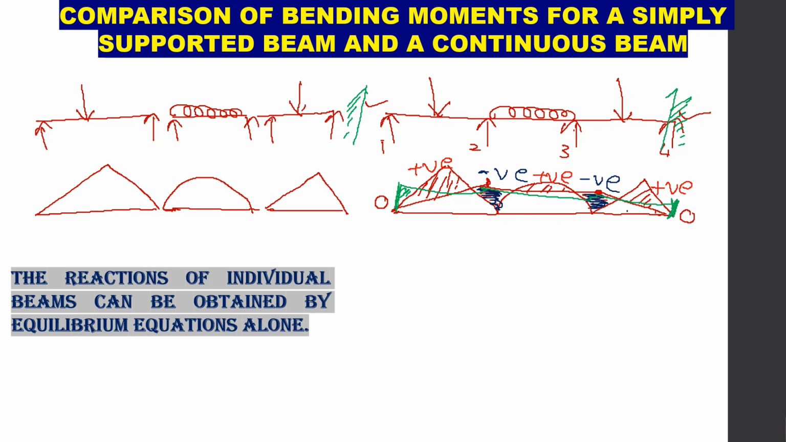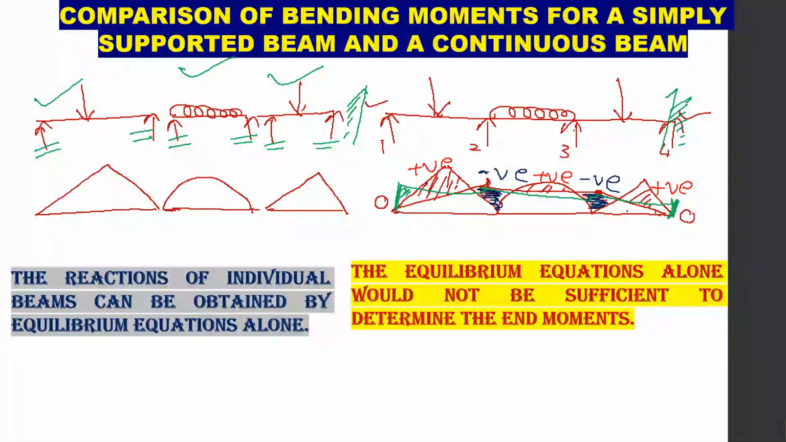Now, what do we infer from this? The reactions of individual beams can be obtained by equilibrium equations alone. That is, for these cases, for each individual beam, there are only two unknowns for the first beam, again two unknowns for the second beam, two unknowns for the third beam. So you can determine the reactions of individual beams by using the equilibrium equations alone.